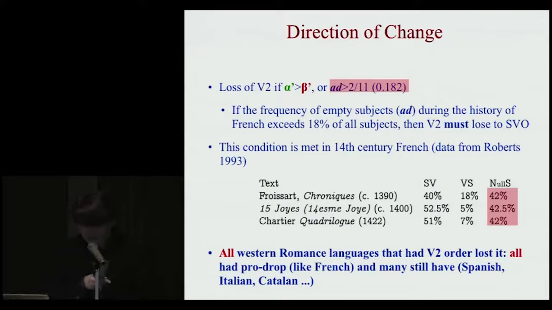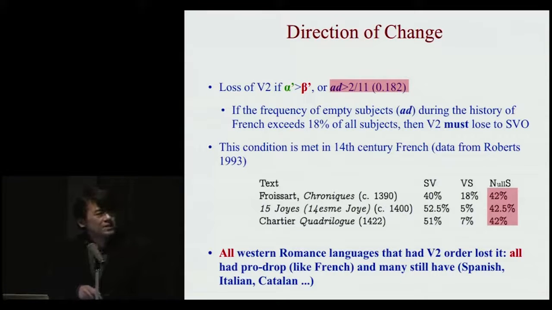So this will show that loss of V2 would happen if alpha prime from the previous slides is greater than beta prime. If you do solve the equation there, you see that if A times D is greater than about 18%, then the V2 grammar will necessarily lose to an SVO grammar. Okay? But what is A times D? Well, remember, A times D is the percentage of pro drop in Old French.